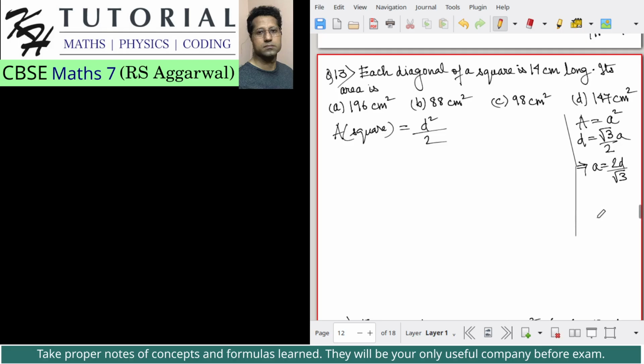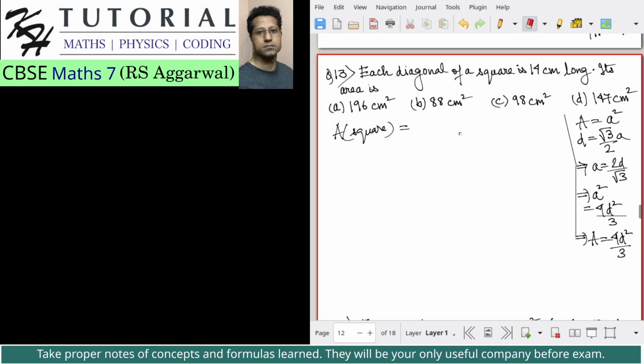A is d is square root of 3 by, so this is talking about a square, diagonal of a square. So diagonal of a square is square root of 3 divided by 2 multiplied by a, where a is the side length of the square. So a is equal to 2d by square root of 3. So this implies a square will be equal to 4d square by 3. So this implies a is equal to 4d square by 3, and I was wrong.